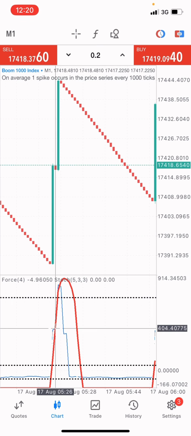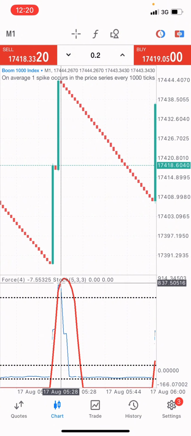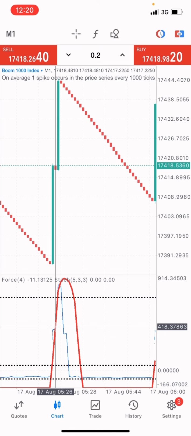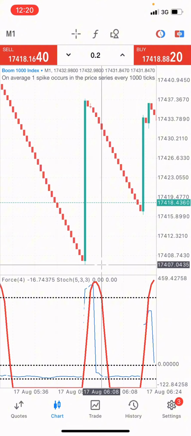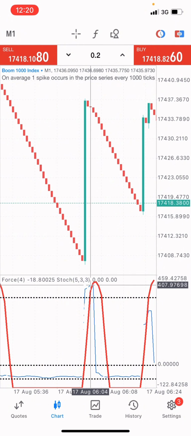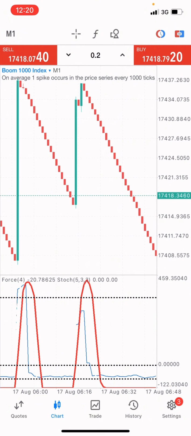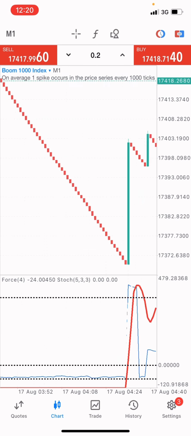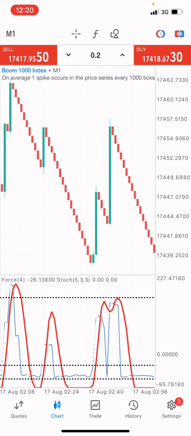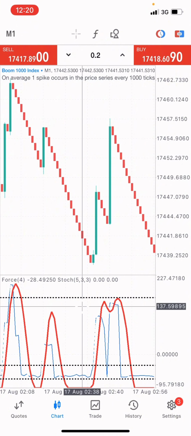When there is a crossing at this point right here, you place, not at this point, not right here. When there is a crossing, take a look at this. When there is a crossing above, you place a sell for 5 candlesticks. So I hope you understand what I've said.